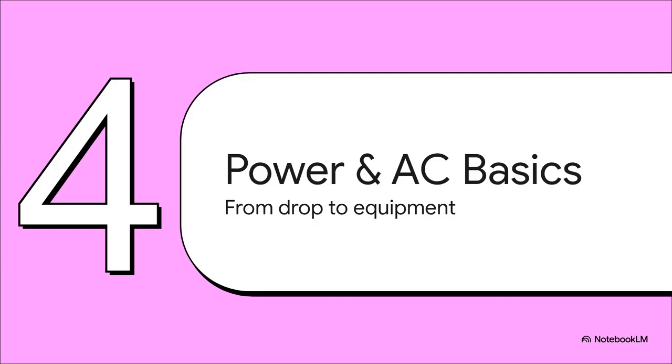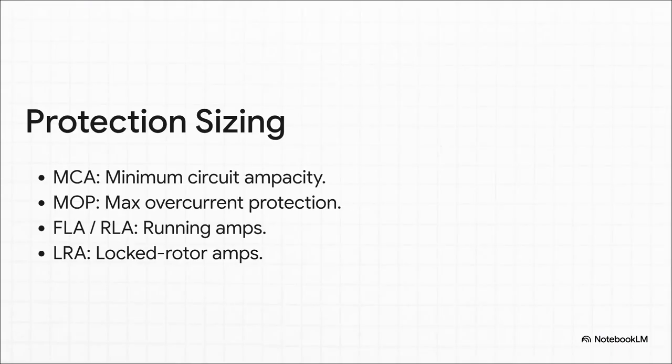Next up, Section 4, Power Distribution and AC. Now we look at how that incoming power is protected, sized, and converted. Think of nameplate data as a rapid-fire checklist. MCA sets your minimum wire size. MOP or MOPD is your absolute max fuse or breaker size.